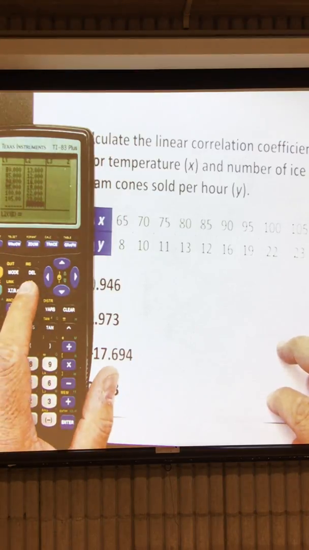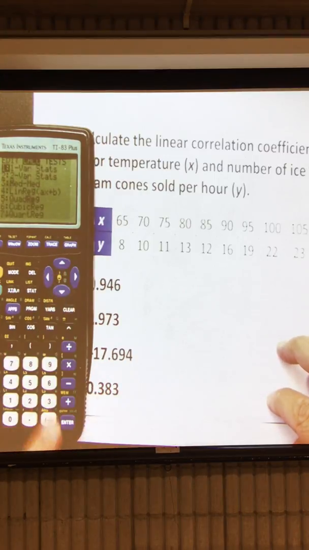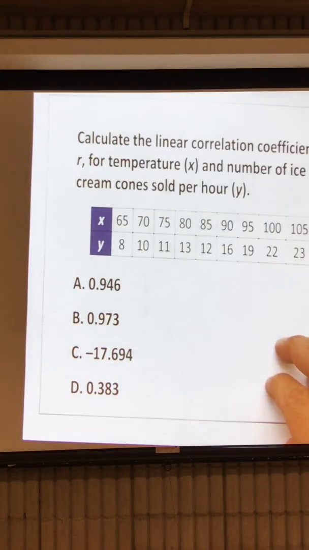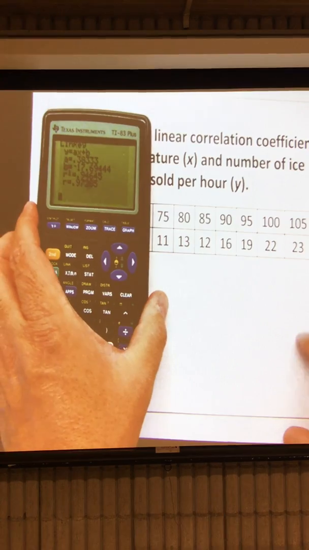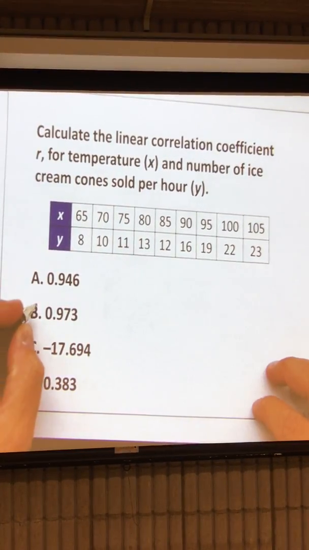Next step, we have to go to Stat, and we go to Calc, and we go to number 4, linear regression ax plus b. As you see, we can get the slope, the constant, the coefficient of determination, and the correlation coefficient. For question number 1, we have to identify the correlation coefficient. If you check the graphing calculator, it is 0.973. So the correct answer is B.